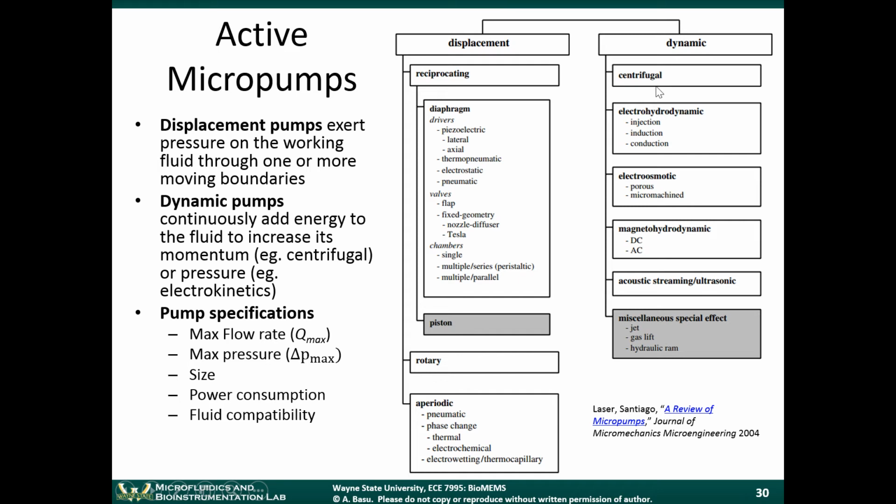So again, the difference between displacement and dynamic micropumps: displacement micropumps have a moving part, usually some type of moving diaphragm that's causing the fluid to move through the channel. In the case of dynamic micropumps, there's some type of energy being added to the fluid itself. In some cases, as we saw last time, centrifugal energy is momentum energy being added by spinning the disc that contains the fluidic channels. We'll also talk about mechanical energy, magnetic energy, electrical energy, and so on. These are different ways that you can pump fluids through a channel.